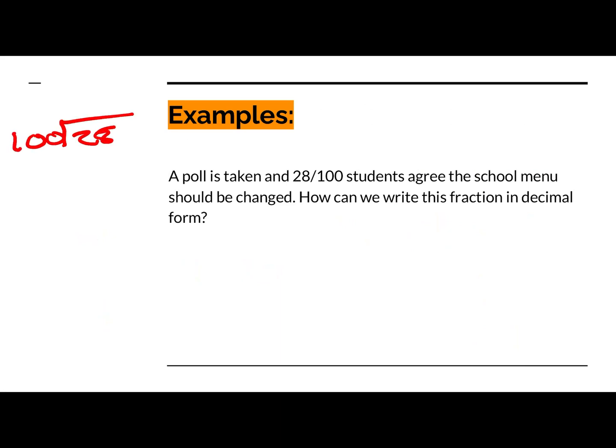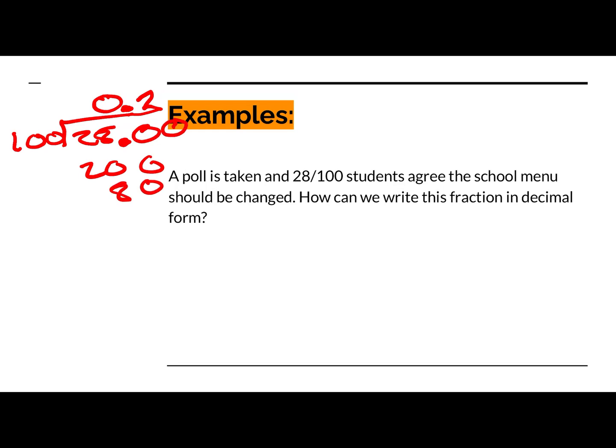So how many times does 100 go into 28? Well, for starters, it goes into 0 times. So we'll put a 0 there, and we'll add our decimal place, and we'll add another 0. So how many times does 100 go into 280? It'll go in twice. We get 200 here, and we have a remainder of 80.